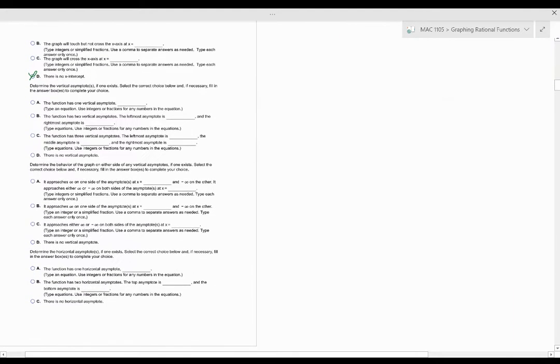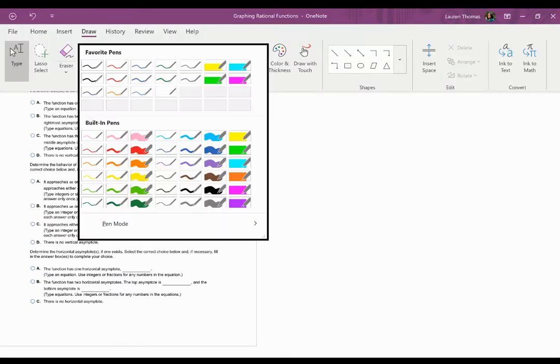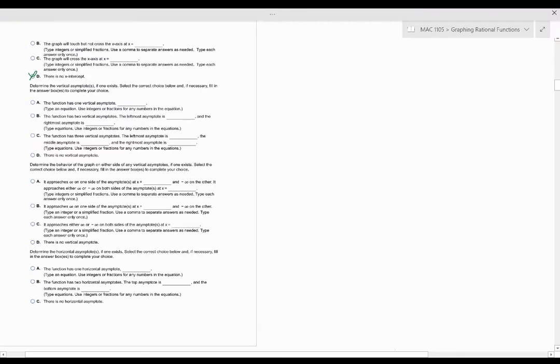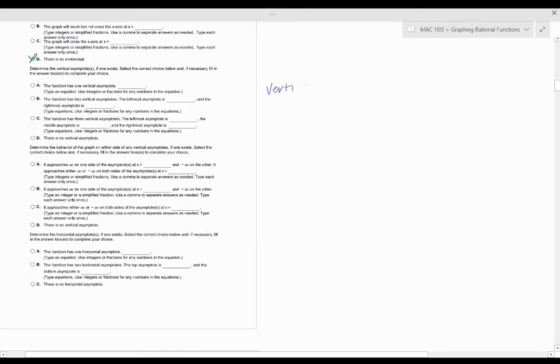All right, let's move to the next one. The next part says determine the vertical asymptote or asymptotes if one exists. Select the correct choice below, and if necessary, fill in the answer box or boxes to complete your choice. All right, let's change our color. So to find vertical asymptotes, I abbreviate them VAs, so if you see me do that. Remember, to find vertical asymptotes, you set the denominator equal to 0 and you solve.